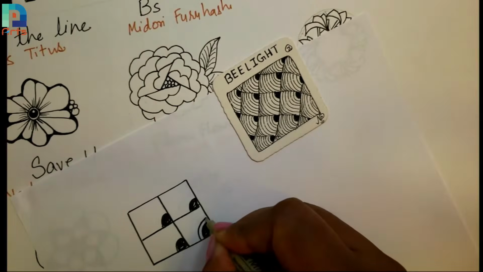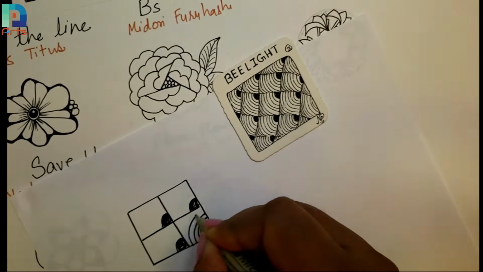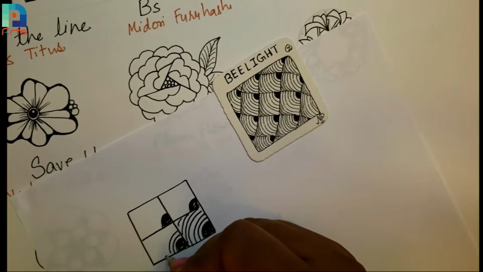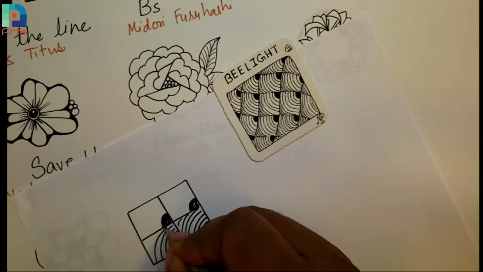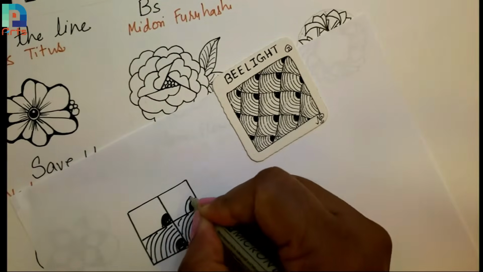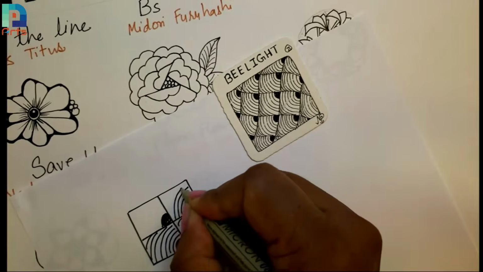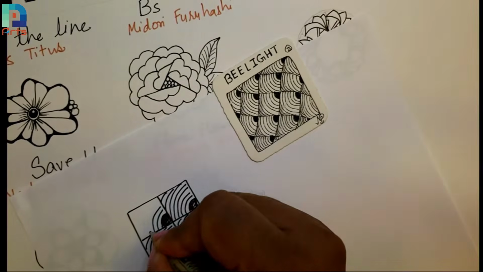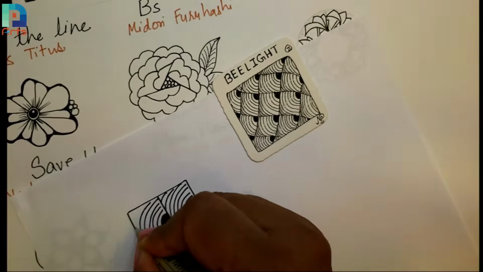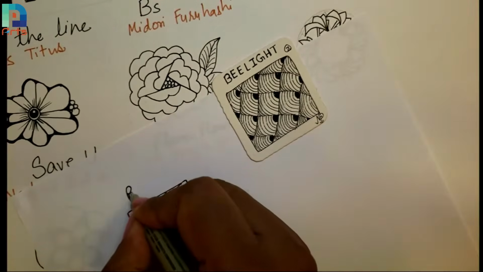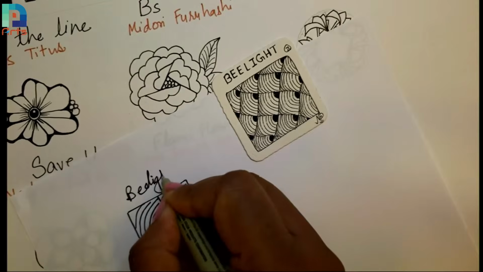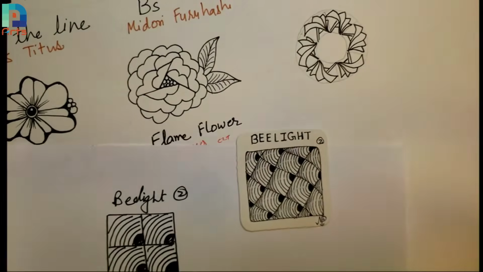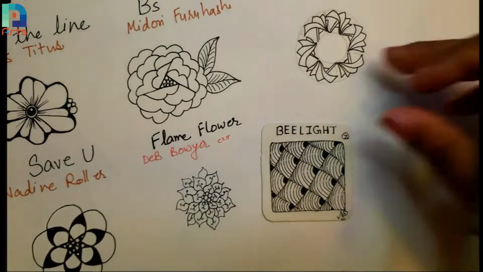And then you draw the curvy line. That's it. After that, you can enhance these tangles with shading and highlighting. That's your choice, how you want to go about it. So these are just the basic steps for this Beelight tangle. And this Beelight tangle has been deconstructed by Zentangle headquarters, so it's a Zentangle original tangle.